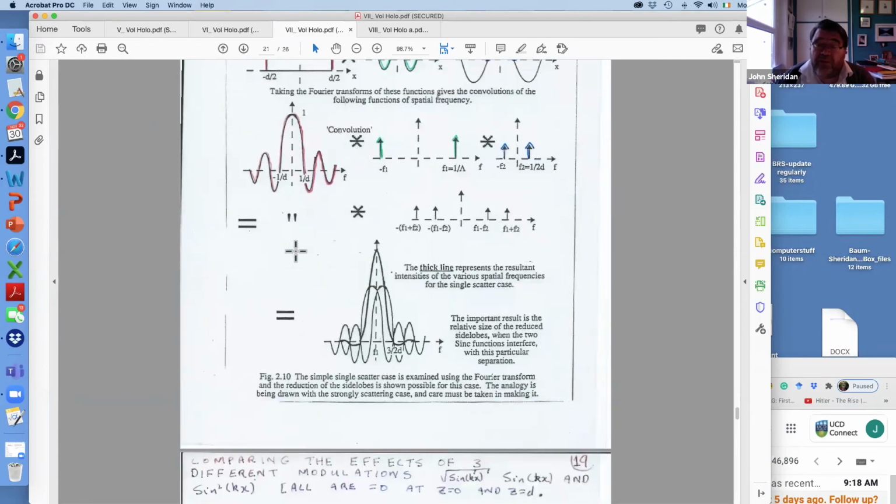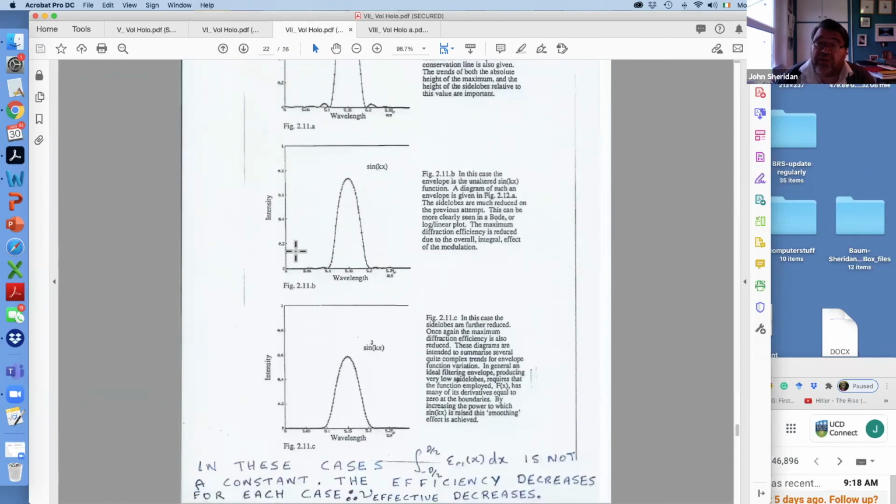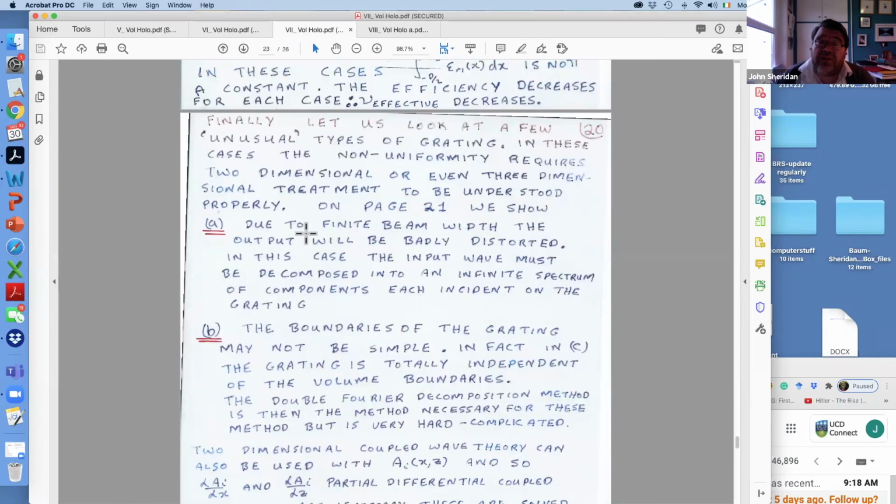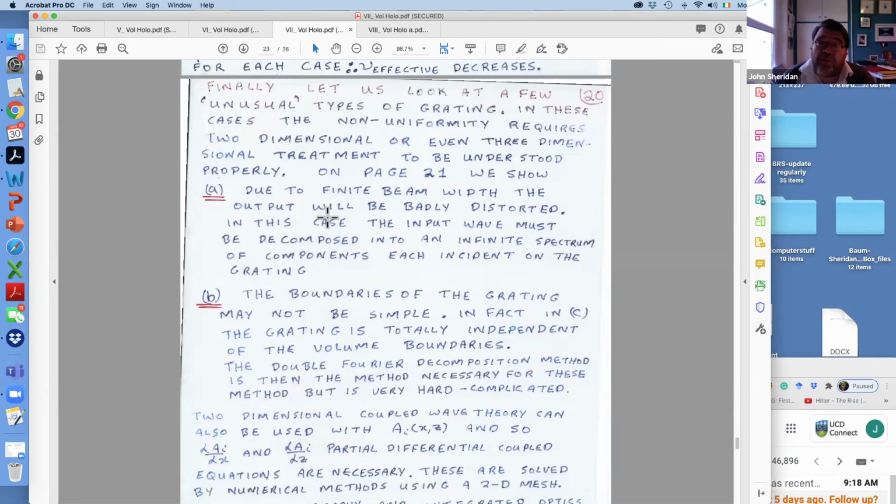You can go away and read about Hamming and Hanning windows, but it's very interesting to see that these ideas transfer to volume gratings. Finally, let us look at a few unusual types of gratings. In these cases, the non-uniformity requires two-dimensional or even three-dimensional treatment to be understood properly.